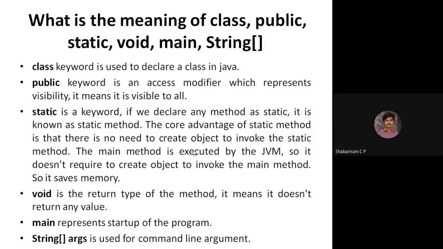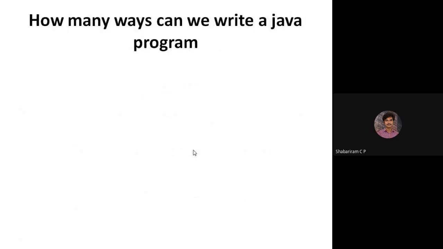So along with your program, if you want to pass any values, those values will be in the form of string. So the default command line argument of Java is string. So string is a class, a predefined class that exists in Java. Okay, so we have so many keywords like public, static, void, we know main, right?